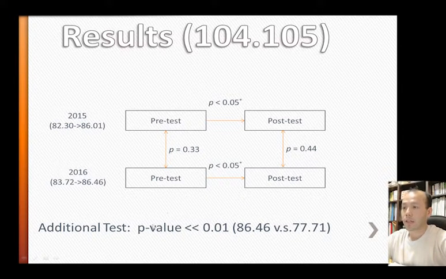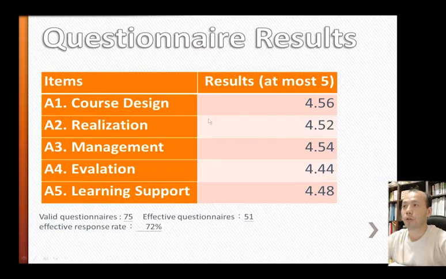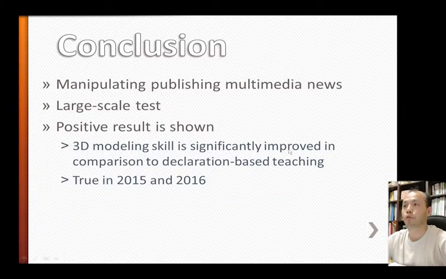This is an additional test. We also show that if we don't apply this teaching strategy, the students' average score is 77. By applying our teaching strategy, the overall result increases to 86, and the p-value is very significant. We also did a satisfaction questionnaire, and the result is also positive. Finally, the conclusion.